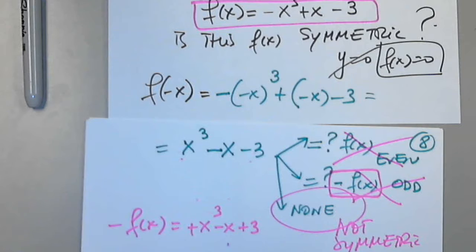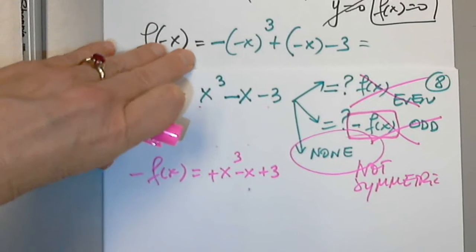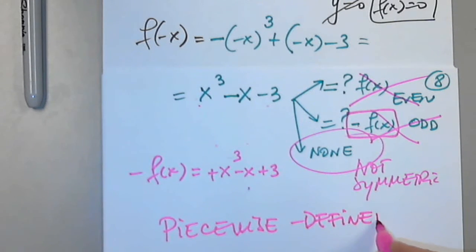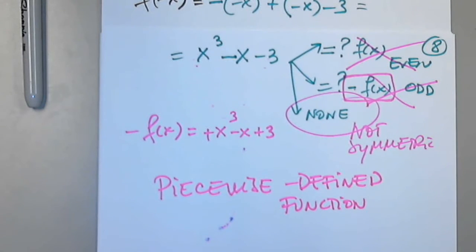I would like to do two more things. One is talk about piecewise defined functions. The other is one application of this from a real life situation. A piecewise defined function is a function that is defined in pieces. If x is between blah, blah, blah, I have a function. If it's between this and this, I have a different function.